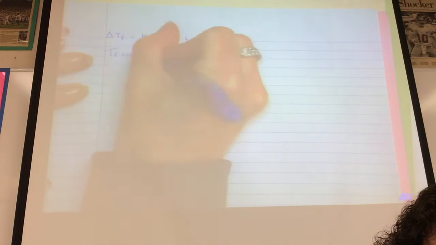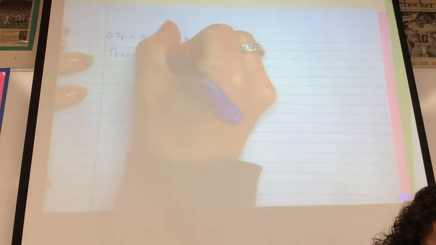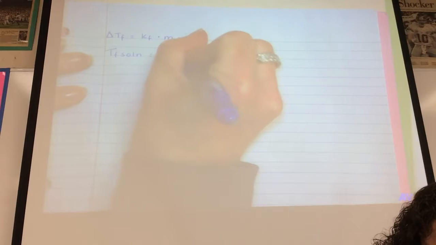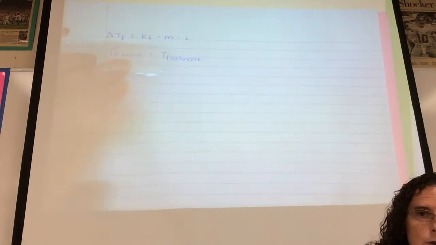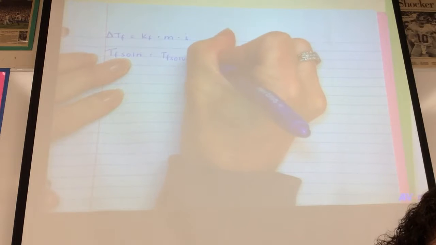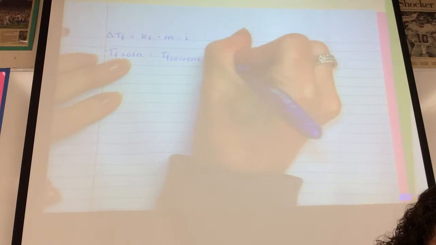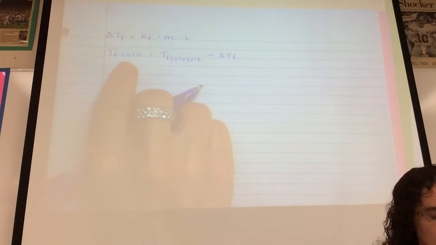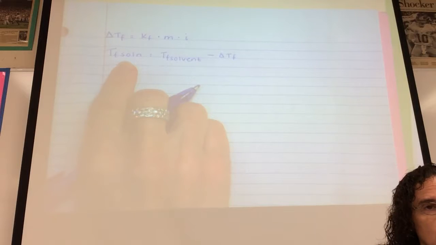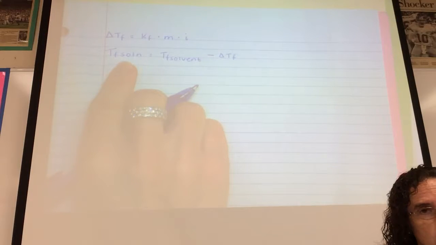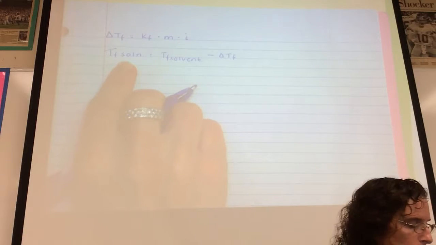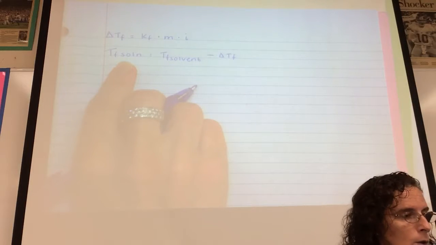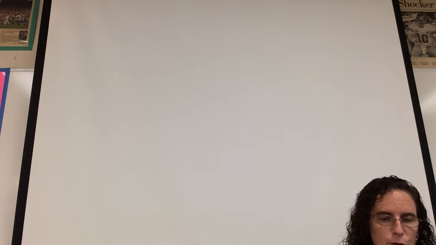The second part to determine freezing point depression is that the freezing point of the solution is equal to the freezing point of the solvent, and we know the freezing point of the solution is depressed, so we're going to subtract delta TF from the freezing point of the solvent, resulting in a lower temperature for the freezing point of the solution compared to the freezing point of the solvent. Okay? And we'll walk through the first example, which is shown on your screen.